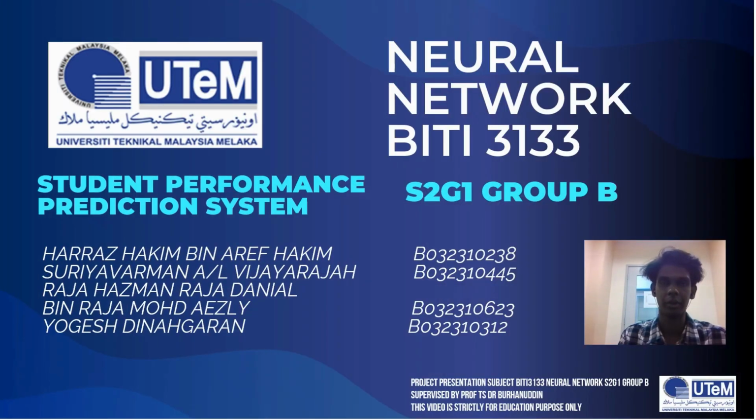So for our project for neural network, our title of the system is Student Performance Prediction System, where we used FNN, feed-forward neural network, to create the system. So we are from S2G1 Group B. So myself, Surya Varman Vijayaraja, and then Haras Hakim, and then Raja Hazman, and then Yogesh. So our team consists of 4 members.